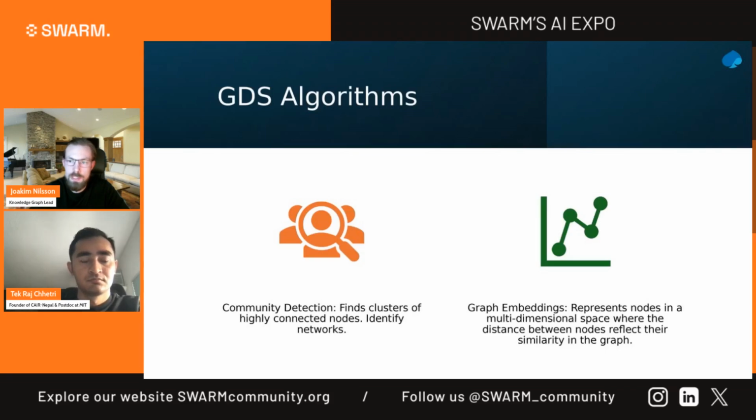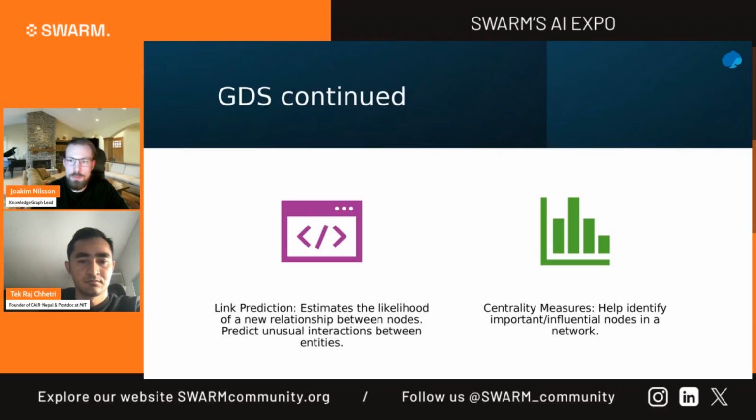You can also use graph embeddings as a way to represent nodes in a multi-dimensional space where the distance between nodes reflects their similarity in the graph. You can use these embeddings as a feature in machine learning models to detect anomalous behavior or cluster nodes based on their embeddings. For example, the Node2Vec algorithm can be used there. It's useful in fraud detection because it can help spot anomalies or clusters of similar behaviors.